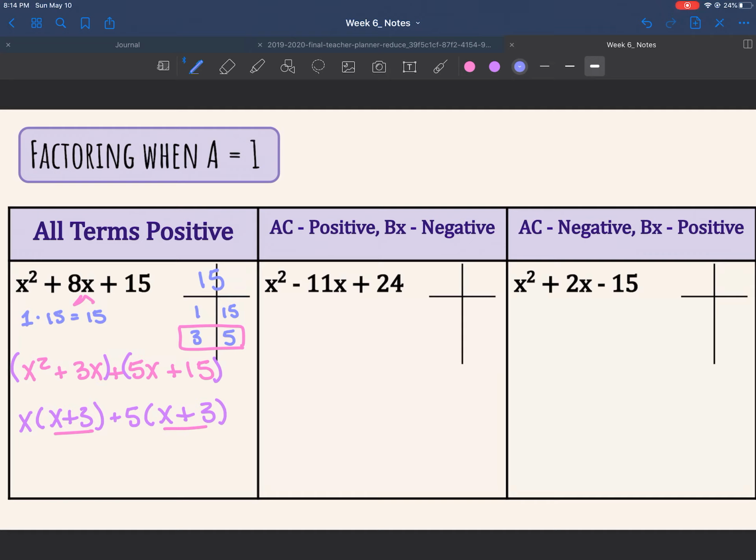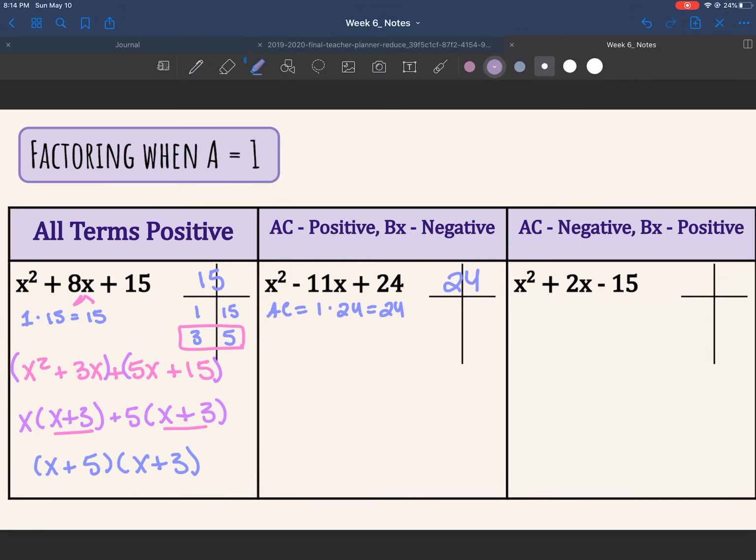And then the last step, we're going to rewrite it. So x plus 5 times x plus 3. And we're done. Looking at the second one, our AC value is still going to be 1 times 24, which is 24.